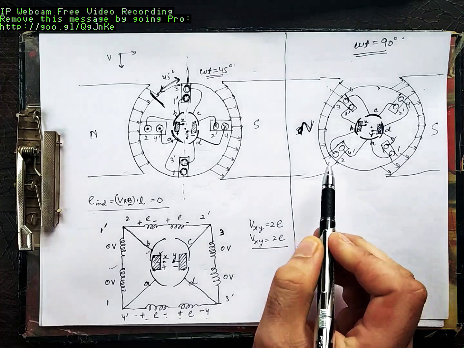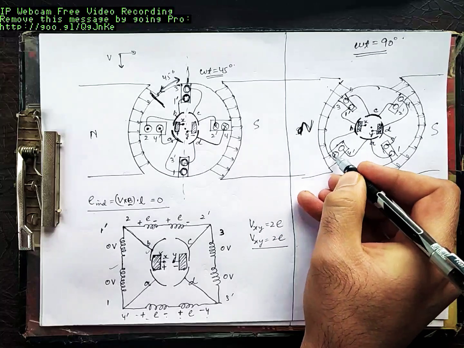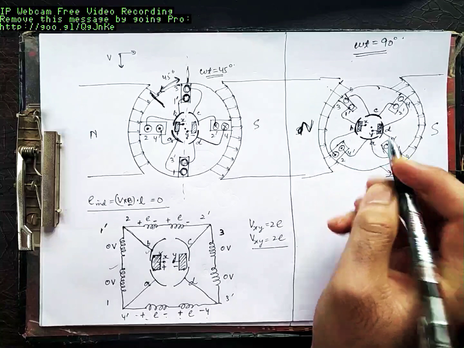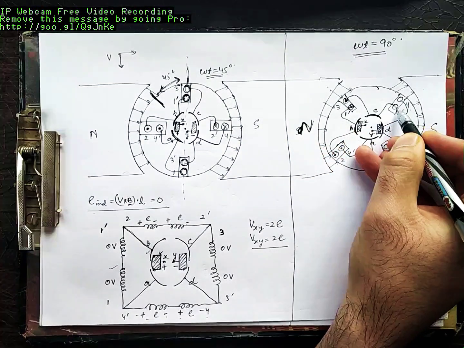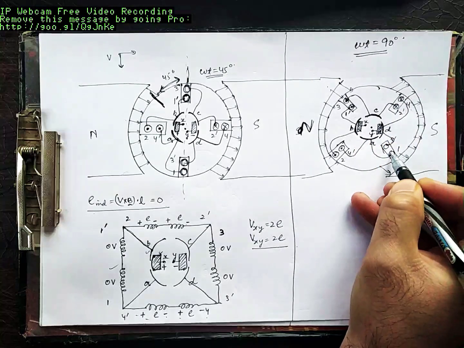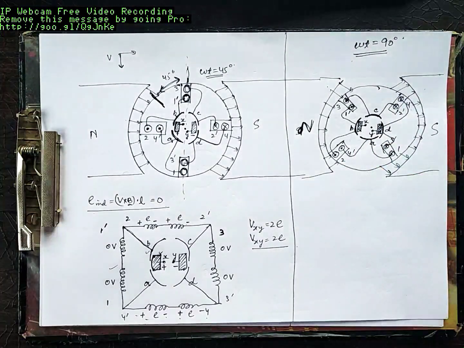Those ends which are under north pole, they have a dot marking. Now you already know why. Under south pole they have a cross mark. Voltage into the plane, voltage out of the plane.